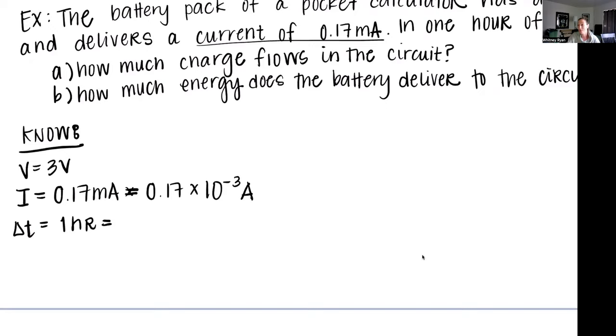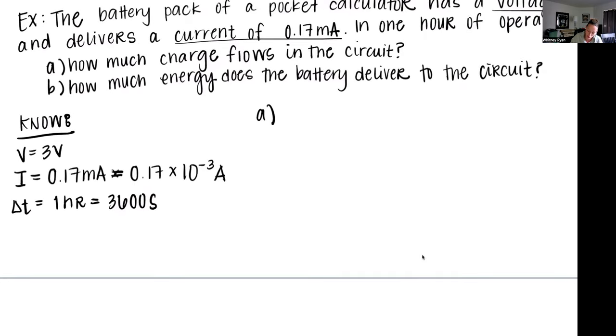There are 60 seconds in a minute, and 60 minutes in an hour, so I get 3600 seconds in 1 hour. Awesome. Part A wants to know how much charge flows through the circuit. So I'm looking for how much charge, the change in charge that moved through the circuit in that hour.